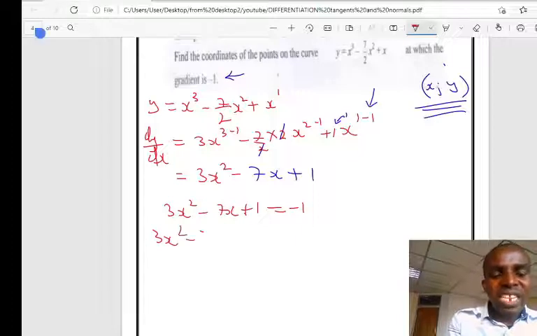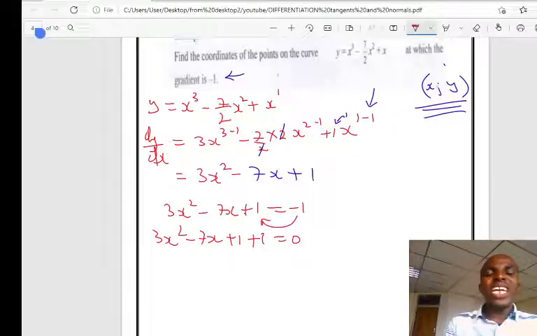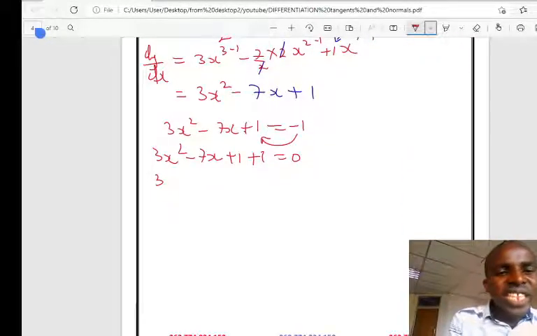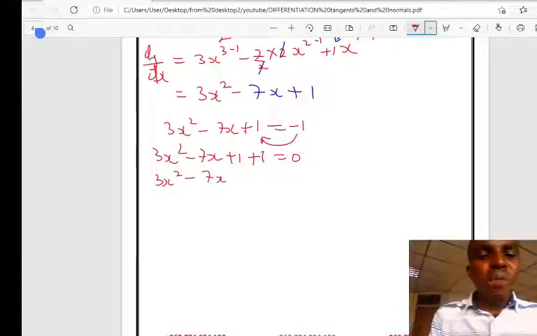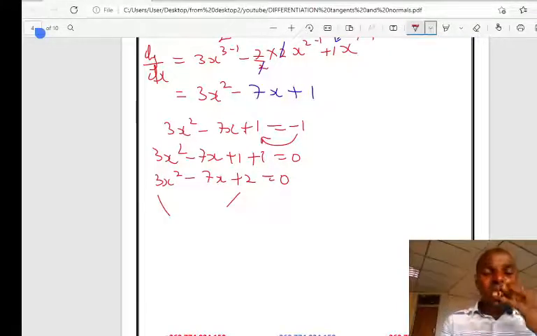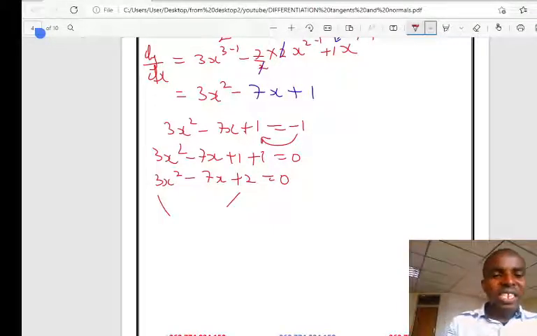3x squared minus 7x plus 1, then plus 1 is equal to 0. Take this one, put it on this side, so that the right side must always be 0. That's on quadratic equations. Simplifying, you get 3x squared minus 7x, then 1 plus 1 is plus 2, equals 0. You factorize this to get two values of x at the point where the gradient is minus 1. This gives you 6x squared. Then what are the factors here?